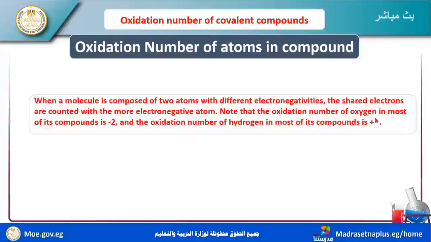Note that the oxidation number of oxygen in most of its compounds is -2, and the oxidation number of hydrogen in most of its compounds is +1. We have oxygen equal to -2 in most of its compounds, and hydrogen equal to +1 in most of its compounds. You must remember these two oxidation numbers of oxygen and hydrogen. So hydrogen is +1 in its compounds, and oxygen is -2 in its compounds.